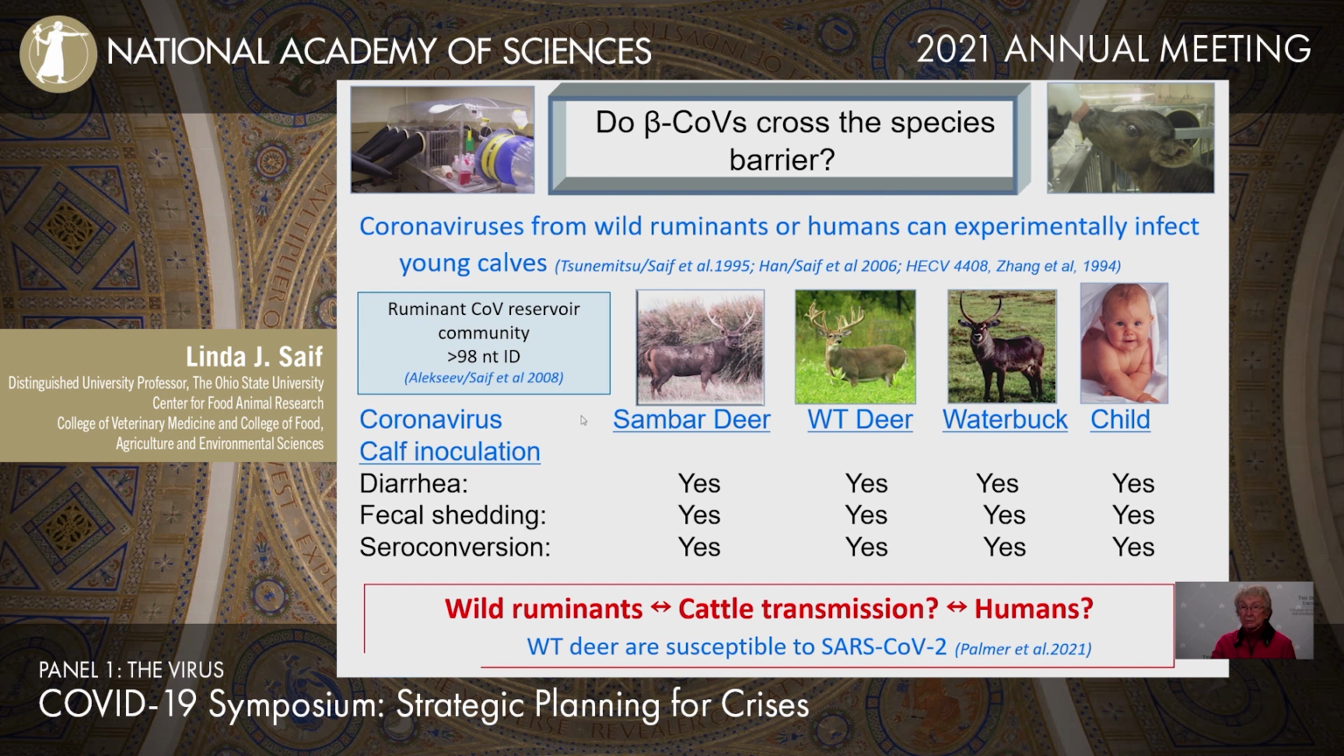And so this is a ruminant coronavirus reservoir community, and when we sequenced all of these viruses, they have greater than 98% nucleotide genome identity to bovine coronavirus. Another worrisome trend is that it's been shown that white-tailed deer, which are part of this reservoir community, are susceptible to SARS coronavirus 2.